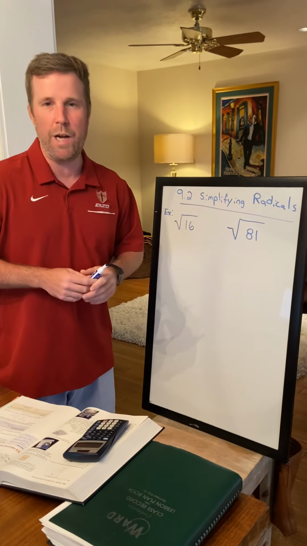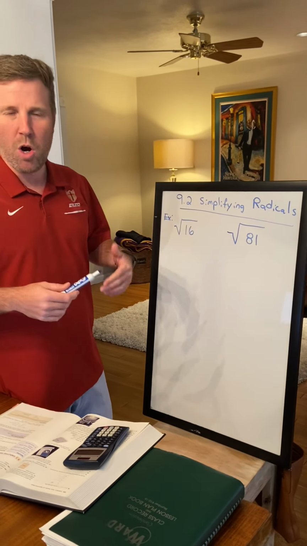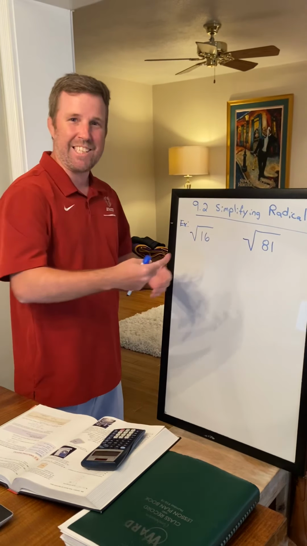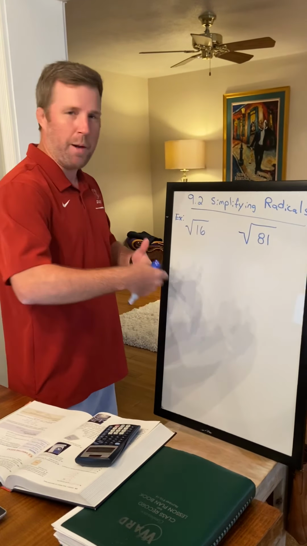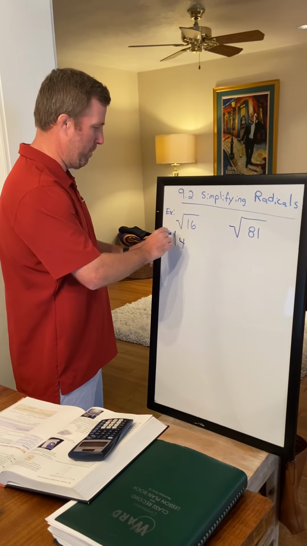So today we're gonna do 9.2, which is simplifying radicals. Now we've gone over square roots already of perfect squares. The square root of 16 is asking what number being multiplied by itself will give me 16. And we know that that's 4, okay?